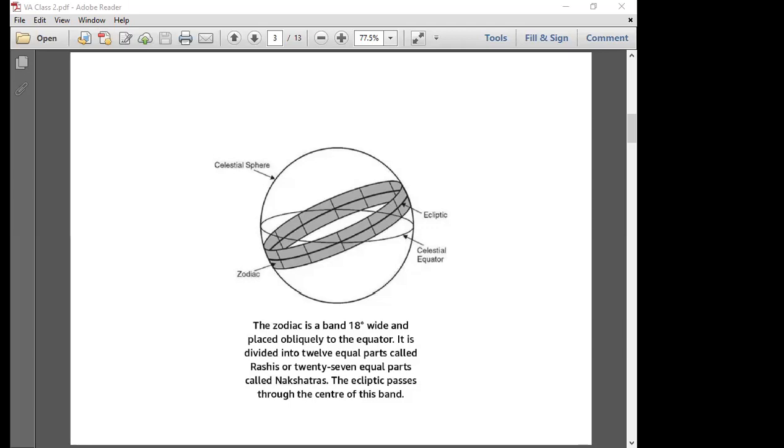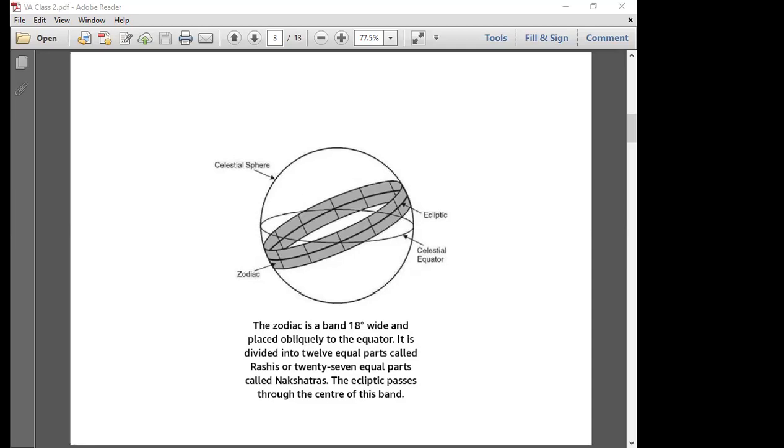So next we come to the rashis. As I said, the zodiac is divided into 12 equal parts. Each of the 12 parts has an extension of 30 degrees of the arc, and such a division is called a sign or a rashi. Each rashi will comprise 2 1/4 nakshatras.